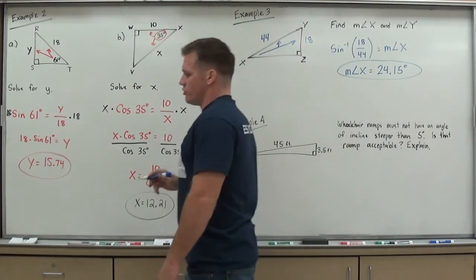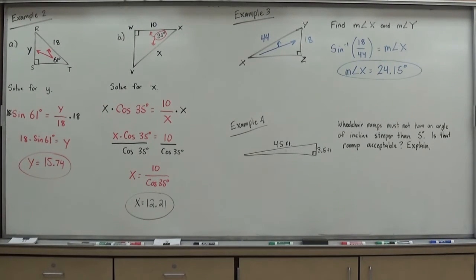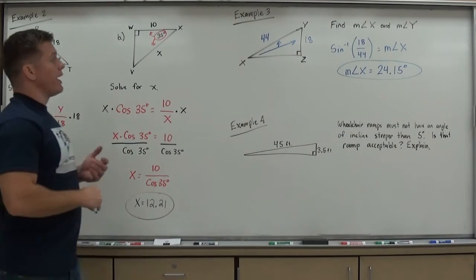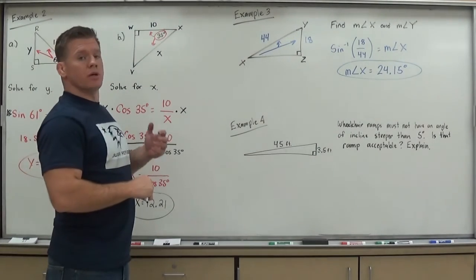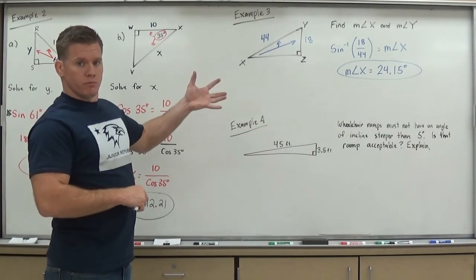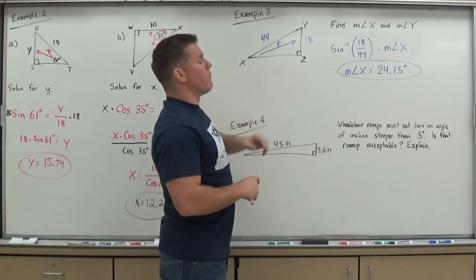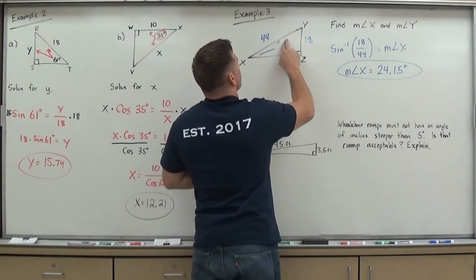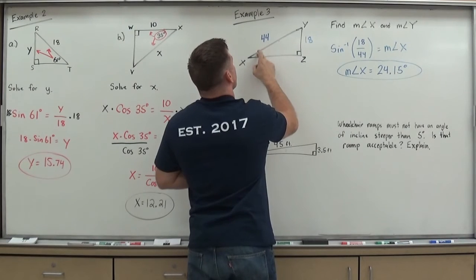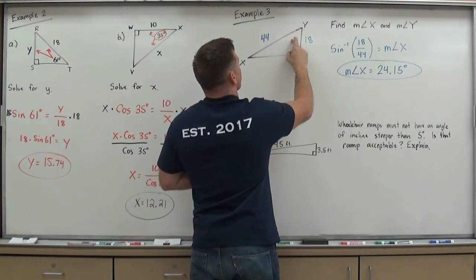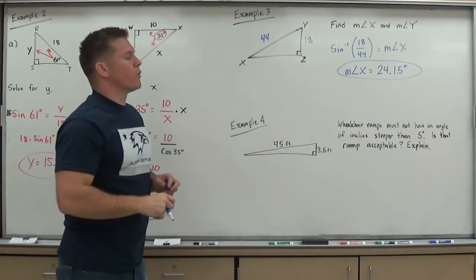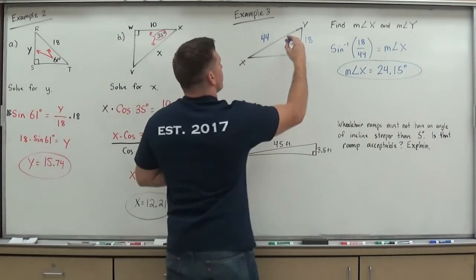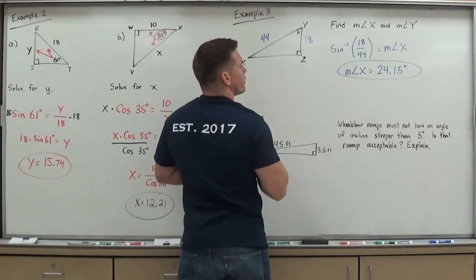And I have the measure of angle x, 24.15 degrees. Now to find the measure of angle y, what I could do is the triangle sum: 180 minus that must be the missing angle. So it's not really required, but while we're here, why don't we see how we could find the measure of angle y using a trig ratio.